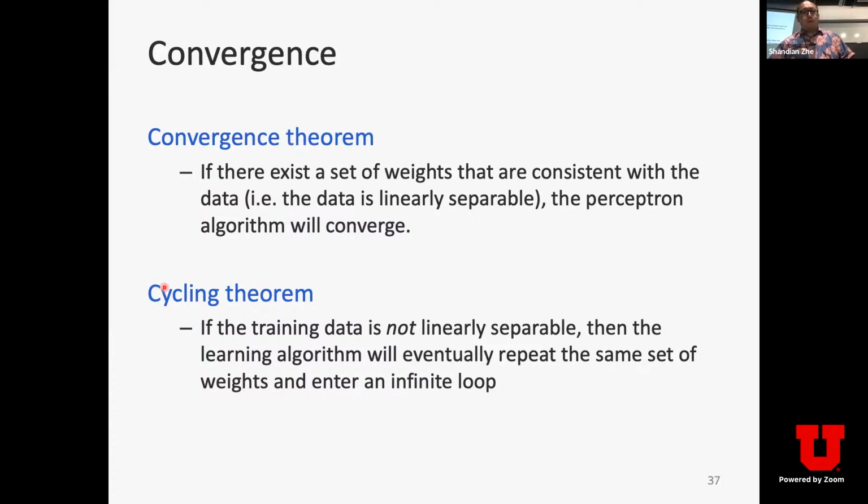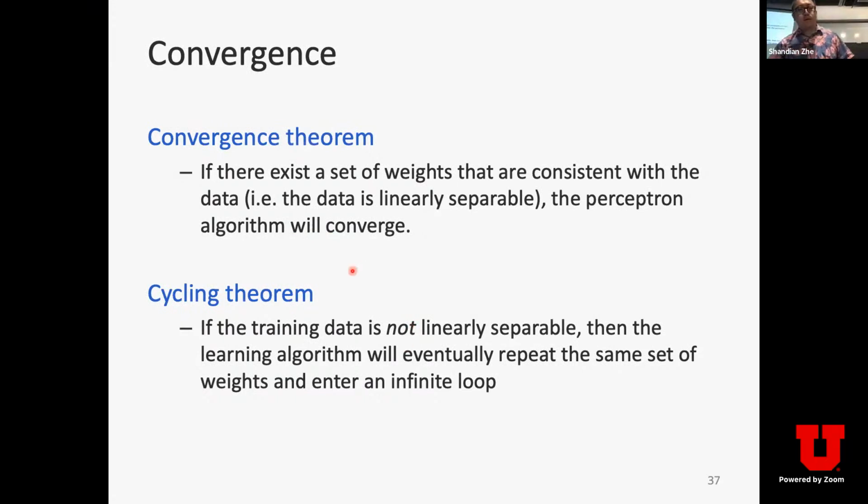The second theorem is called the cycling theorem. This applies to non-linearly separable data. If your data is not linearly separable, then the perceptron cannot converge. If you don't force your perceptron algorithm to stop after a certain number of iterations and just keep running it, you'll find that eventually the algorithm will enter into an infinite loop. It is going to go through a set of weight vectors, cycling through them. That's called the cycling theorem.